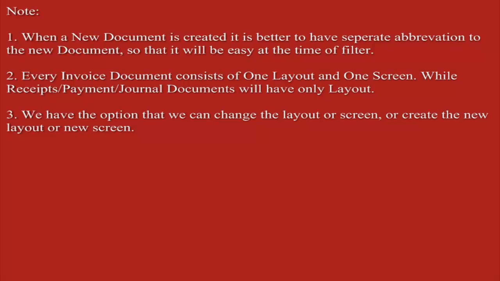When a new document is created, it is better to have separate abbreviation to the new document so that it will be easy at the time of filter. Every invoice document consists of one layout and one screen, while receipts or payments or journal vouchers will have only layout. There will not be any screen for these documents. We have the option that we can change the layout or screen, or we can create the new layout, or we can create the new screen and assign those layouts and new screens to the created vouchers.